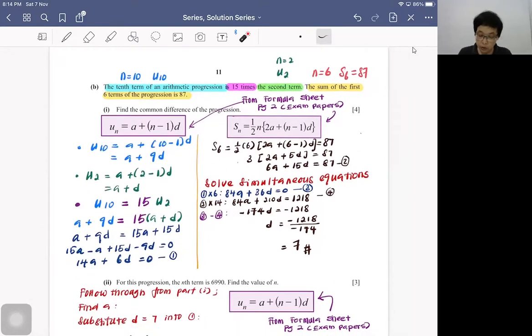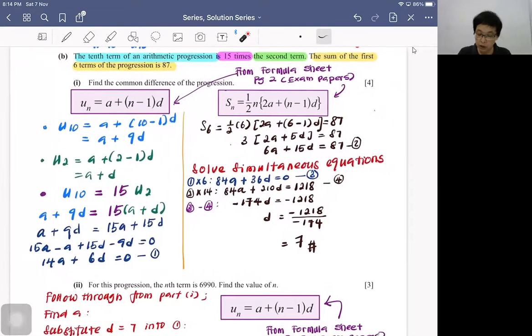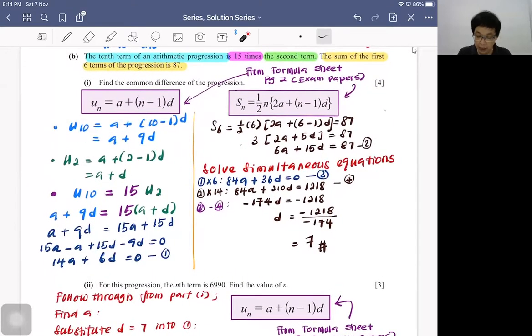Okay, so now due to restriction, limited space, so I did not recopy the 2 equations. I hope you can see it here. So this is the first equation, and then this is the second equation. So now we're going to proceed to solve simultaneous equation.